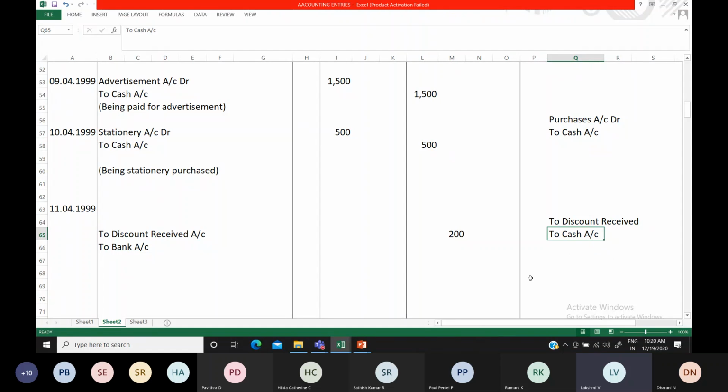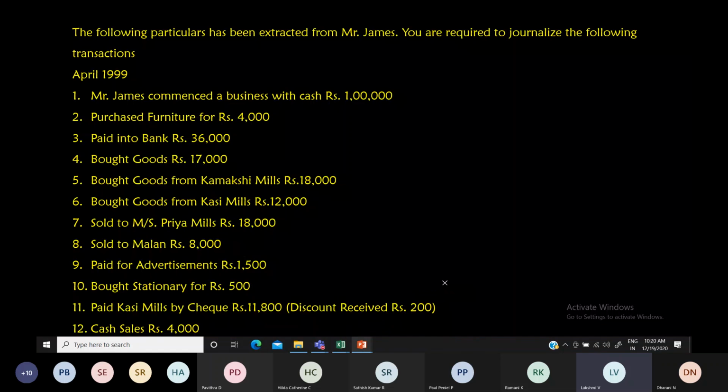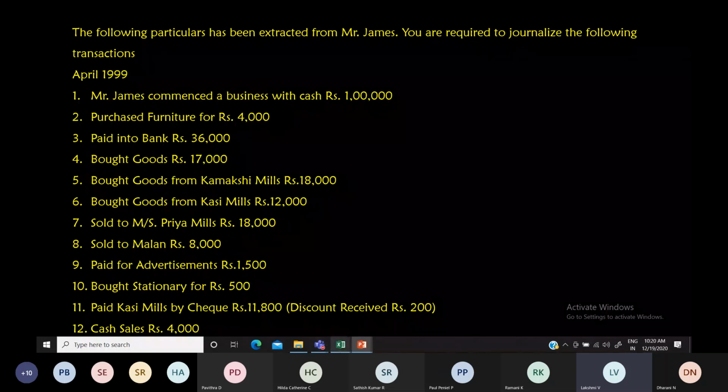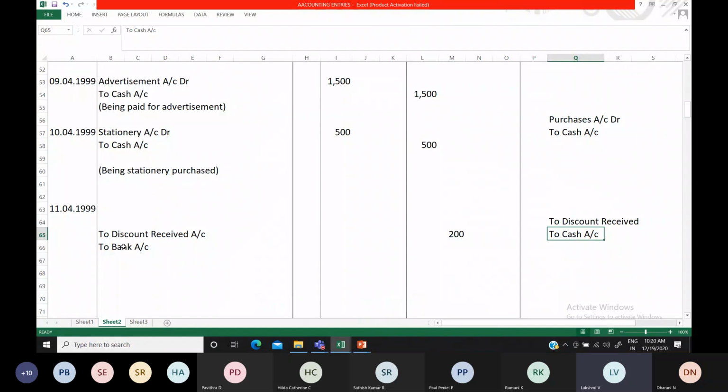But here, through check is specifically given. So because of that we have to mention to bank account. Instead of to cash account, we put to bank account. Why do we put it? Because they have given by check. Or else to cash account only will be the usual entry, because it is going out of my business, I am making payment, so cash goes out, to cash account I will be putting.